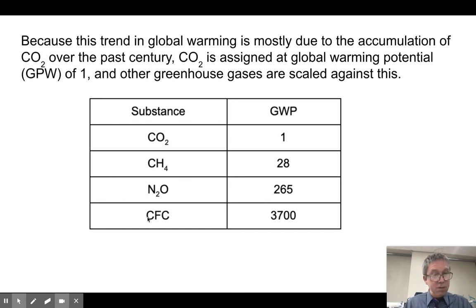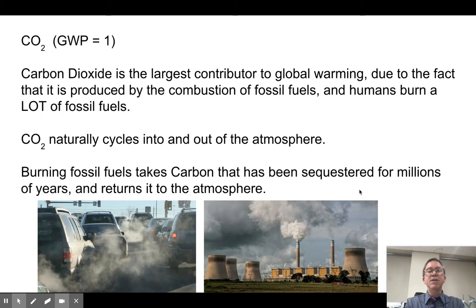And CFCs, which remember these are artificial, these ones are in the thousands. There's a lot of different ones of these, but they tend to be over 3,000, maybe even over 4,000. Well, let's talk about carbon dioxide. As I said, it's really what this show is all about. Carbon dioxide is the largest contributor, even though it's the weakest at capturing infrared light, with the lowest GWP of all the gases we talked about.